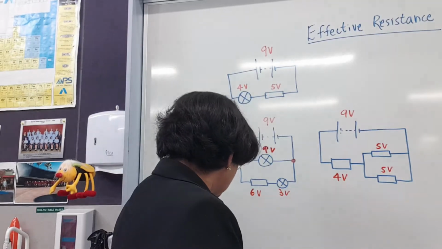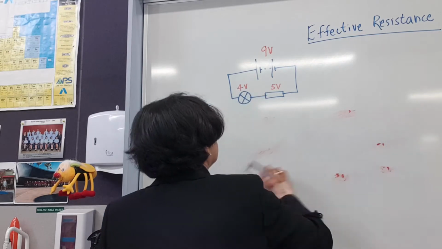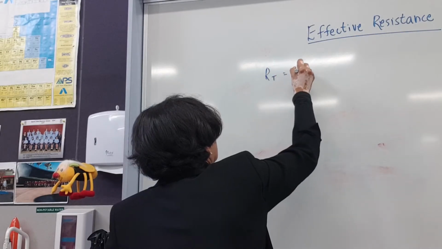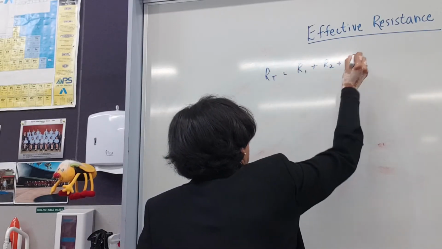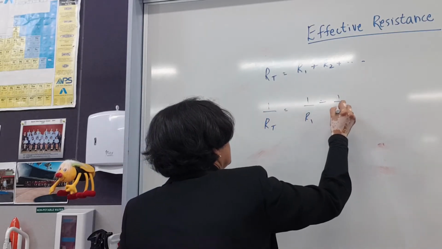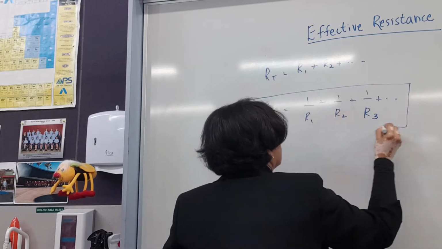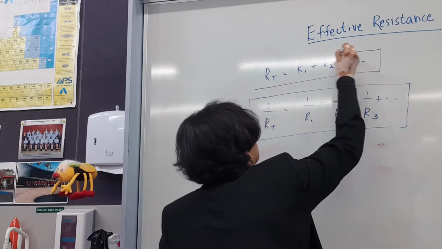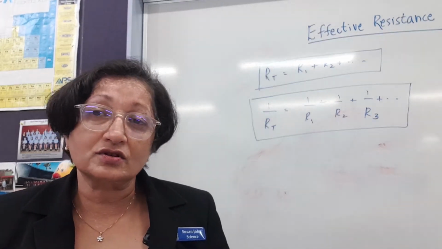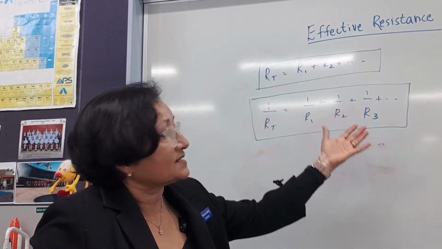You have learned in year 11 that for a series circuit, your total resistance, you just add them up. And for a parallel circuit, the total resistance is 1 over R1 plus 1 over R2 plus 1 over R3 and so on. In a parallel circuit, the more resistors you add in parallel, the total resistance decreases, and the total resistance in a parallel circuit is always less than the least of the resistors' values.